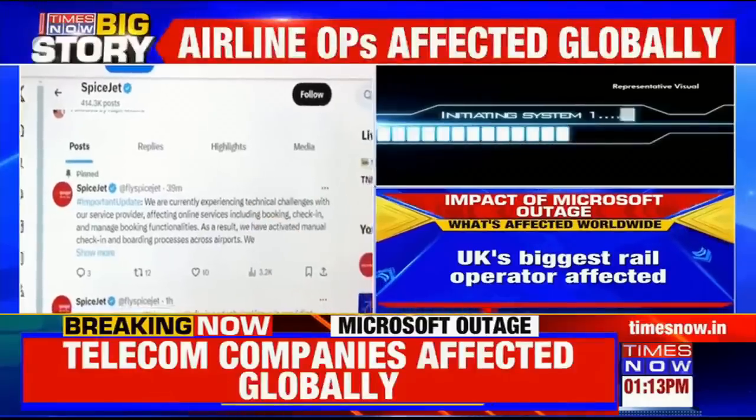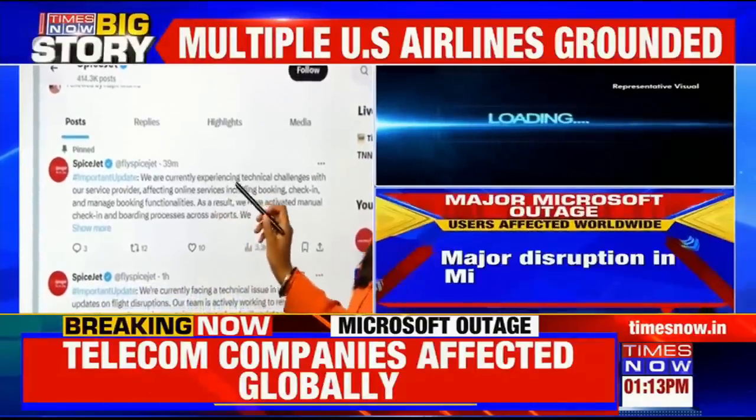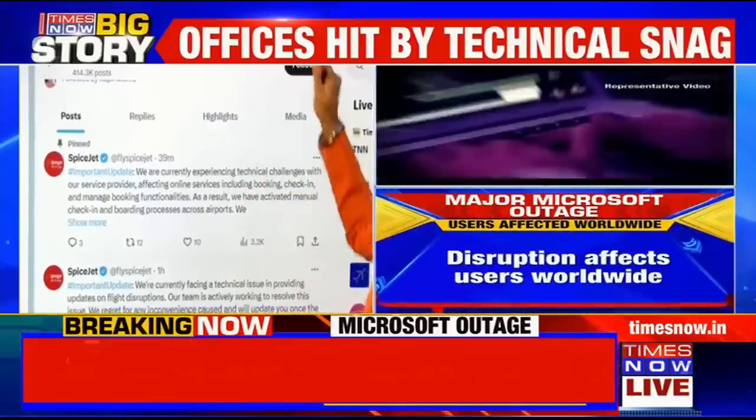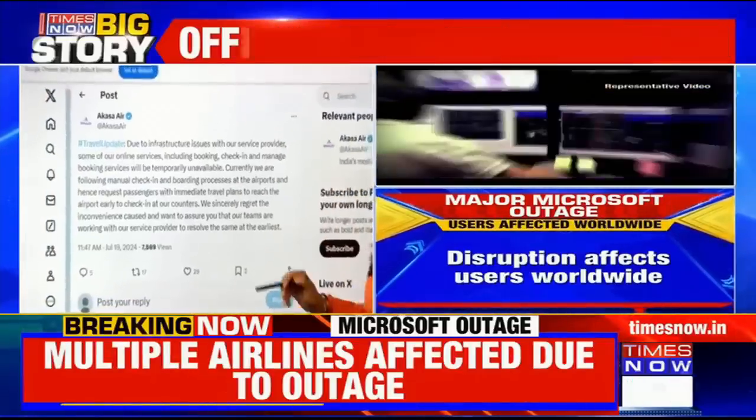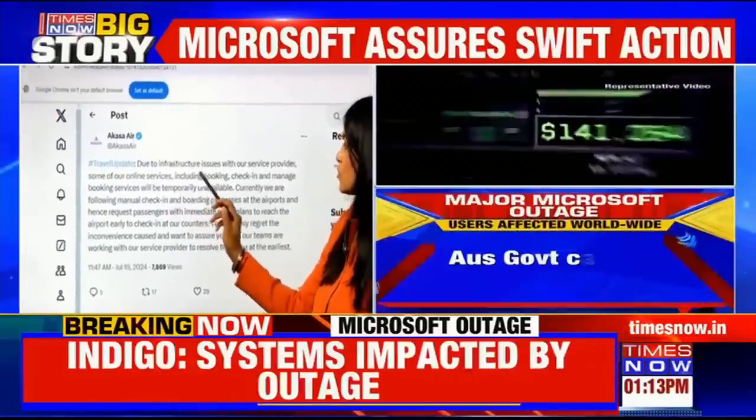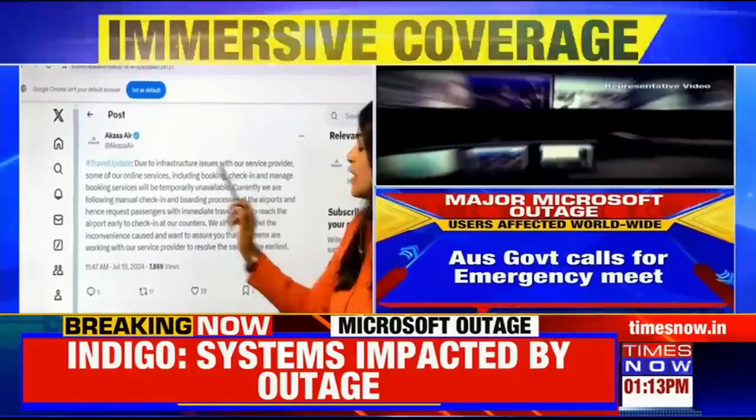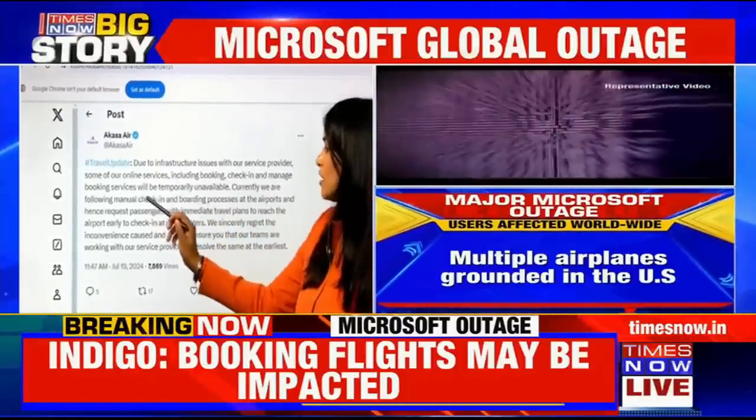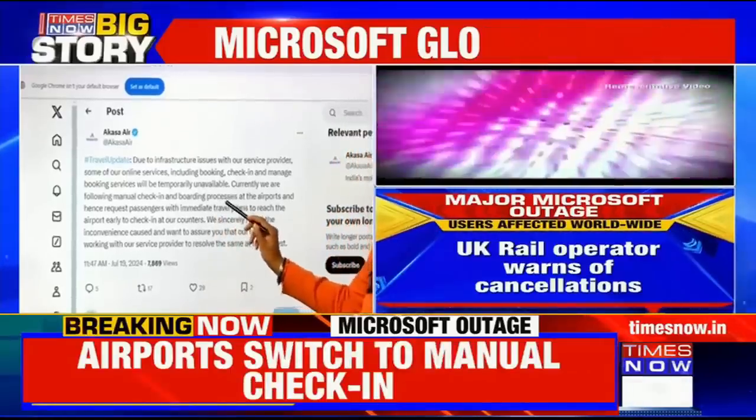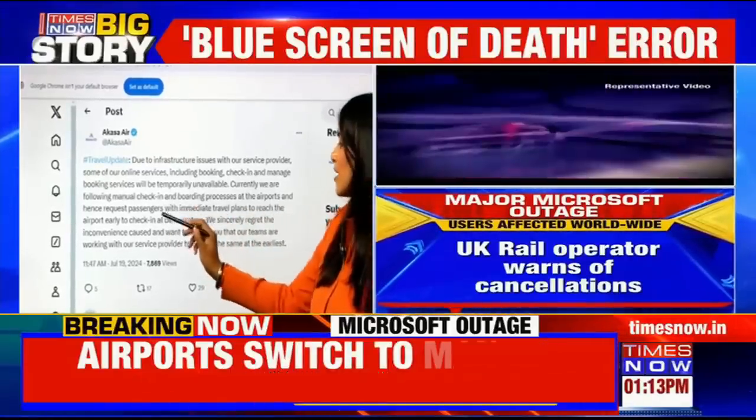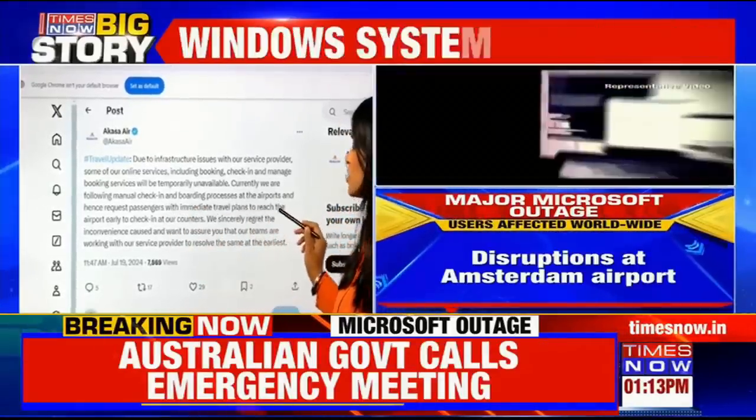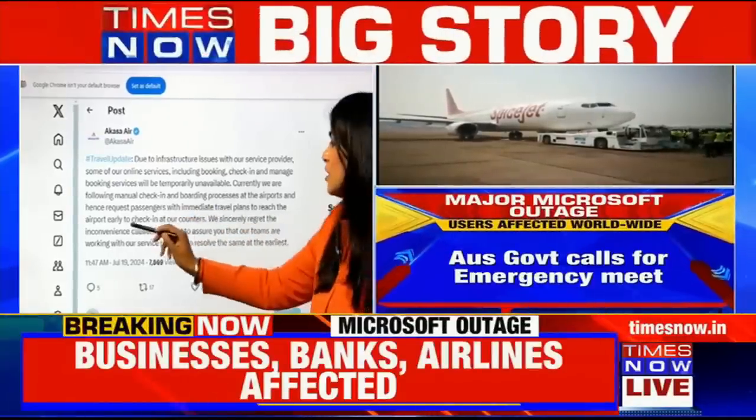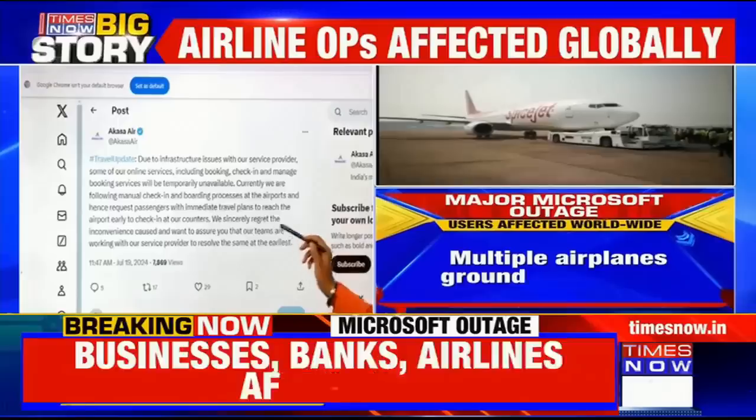SpiceJet continuing to put out that tweet saying, we are currently experiencing technical challenges with our service provider affecting all online services. Akasa Air has also put out a similar tweet saying, due to infrastructure issues with our service provider, some of our online services including booking, check-in, and manage booking services will be temporarily unavailable. Currently, we are following manual check-in and boarding processes at the airports and hence request passengers with immediate travel plans to reach the airport early to check in at our counters. We sincerely regret the inconvenience.